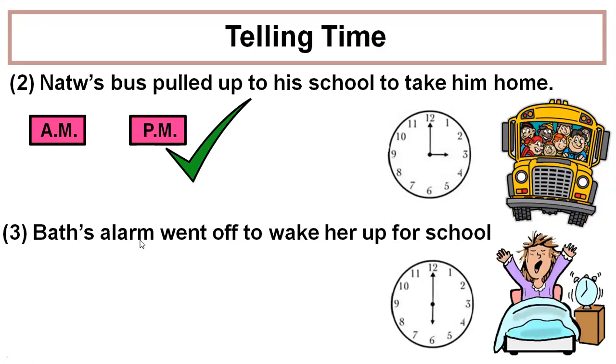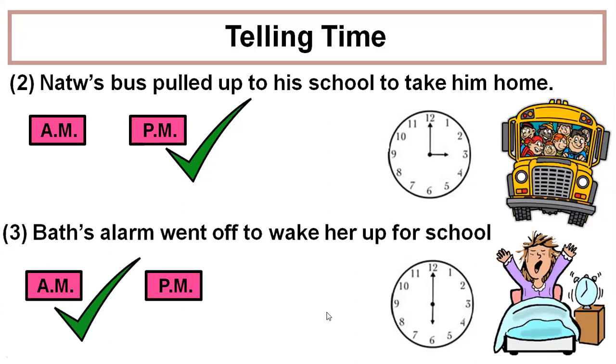Look at this. Beth's alarm went off to wake her up for school. So Beth is waking up. She woke up at 6. Which 6 is that? Is it 6 a.m. or 6 p.m.? Did she wake up at 6 in the morning or 6 in the afternoon? Of course, 6 in the morning. So this is a.m. When we say afternoon, that's p.m. When something happened in the early morning or after midnight, that's a.m.